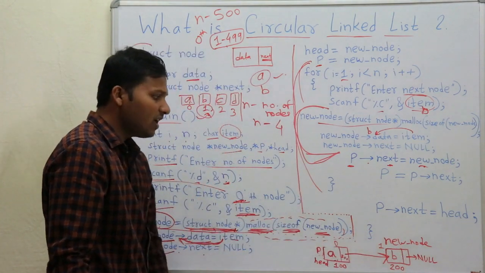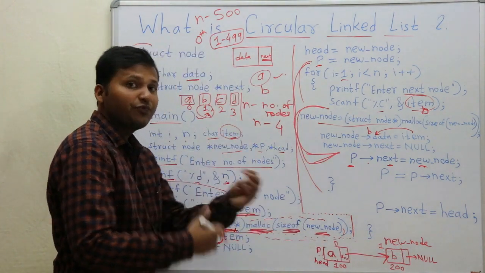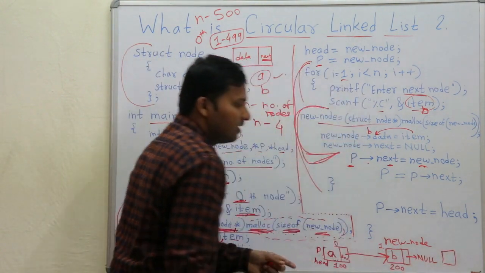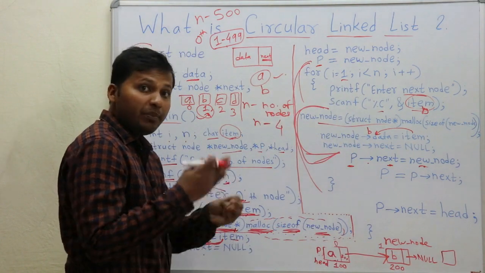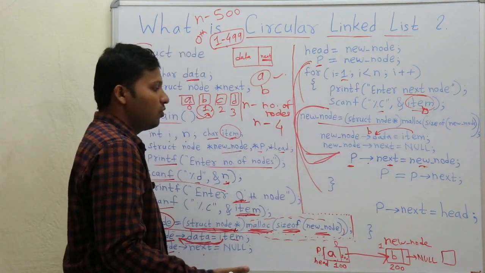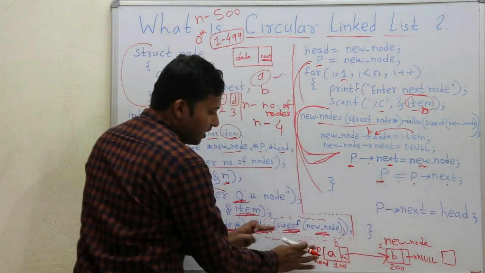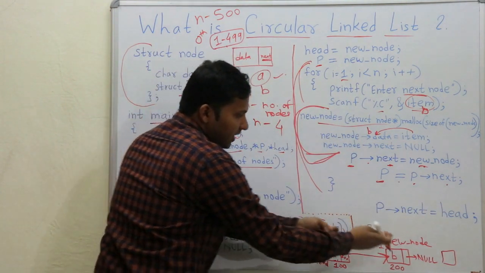Now for the next for loop, again one more new node will be created. So we have to prepare for that next for loop, and that preparation is here. P is equal to P points next. P moves on to the next node here.